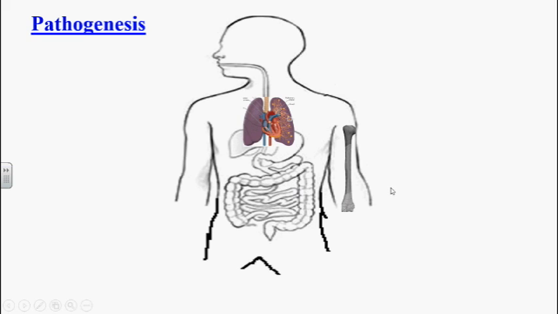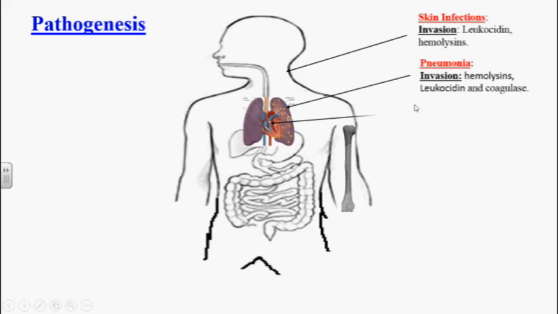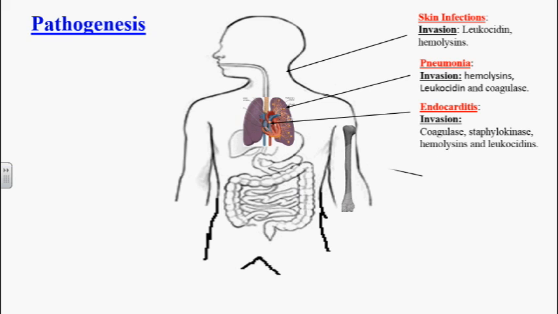Pathogenesis, diagrammatic representation of pathogenesis. These organisms can cause skin infections. The major virulence factors are leucocidins and hemolysins. In pneumonia, the major virulence factors are hemolysins, leucocidins, and coagulase. Heart infections: it can cause acute endocarditis, infective endocarditis. The major virulence factors are coagulase, staphylokinase, hemolysins, and leucocidins.